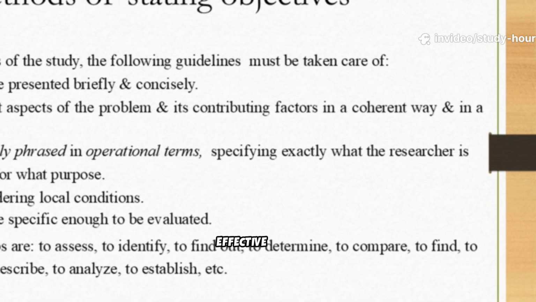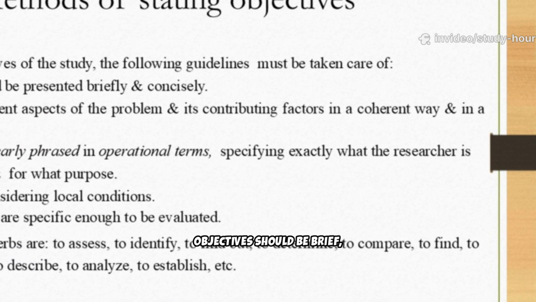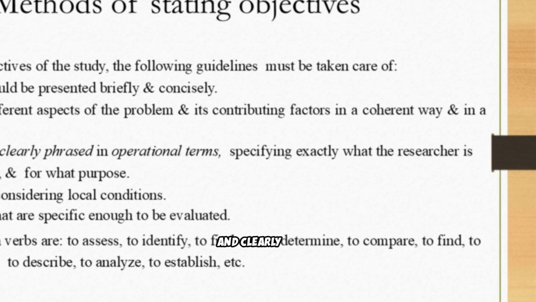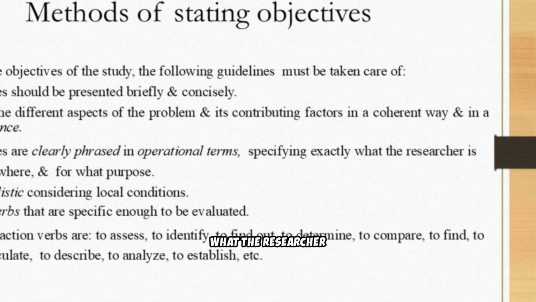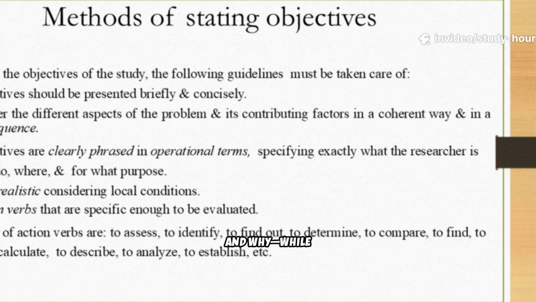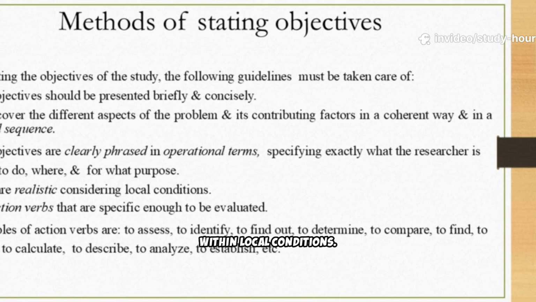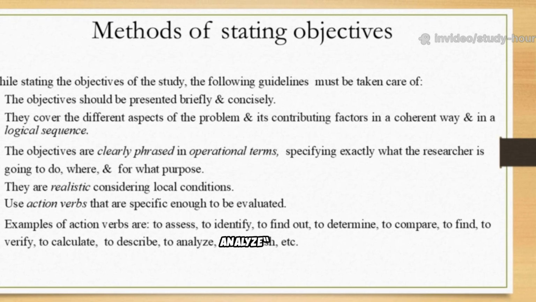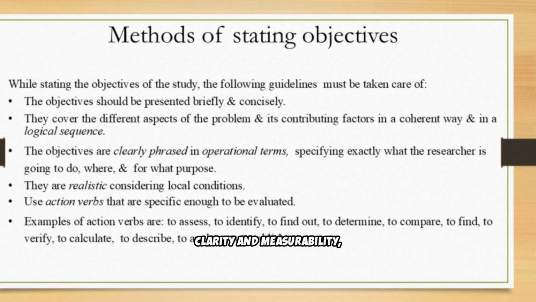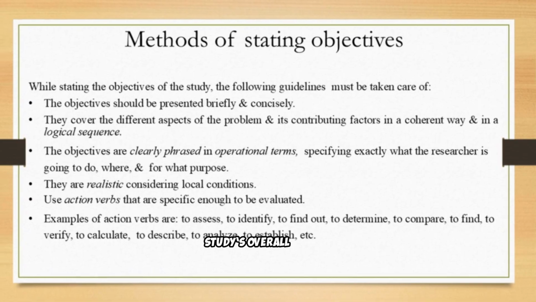In short, effective research objectives should be brief, logically sequenced, and clearly stated in operational terms. They must specify what the researcher will do, where, and why, while remaining realistic within local conditions. Using precise action verbs like to assess or to analyze ensures clarity and measurability, enhancing the study's overall impact.